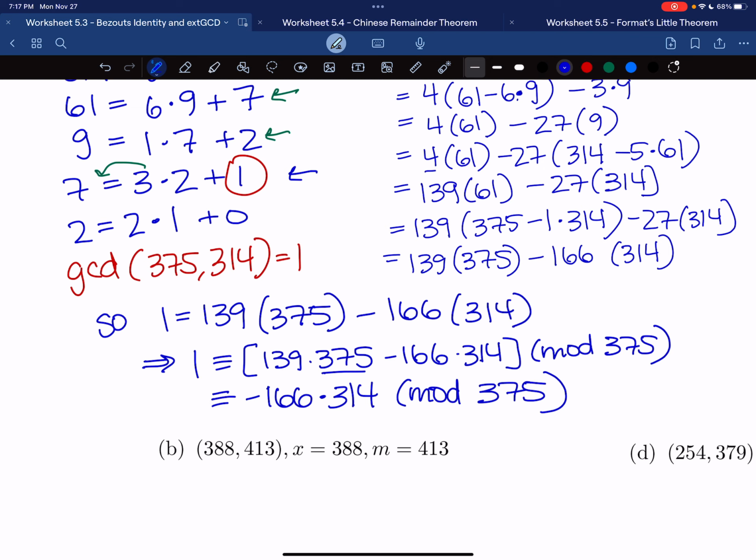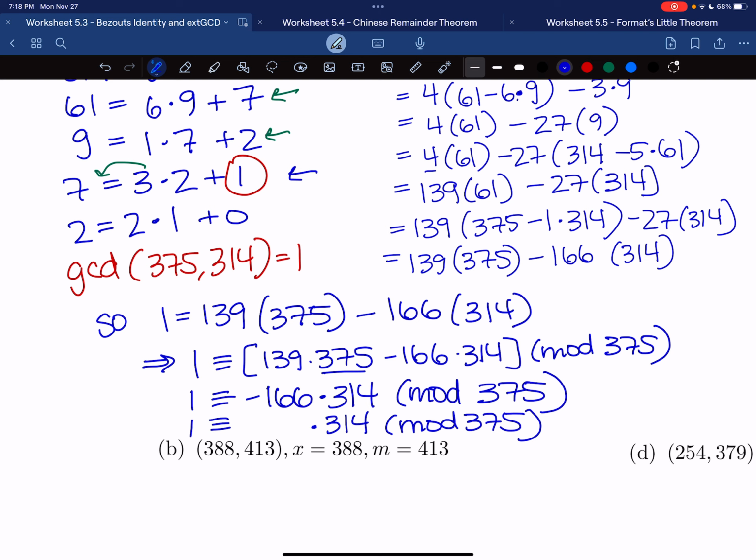Okay, so that doesn't look beautiful. It's not the answer that we want, but it's close because what I'm trying to find is the thing such that if I multiply it by 314, I get 1. So this is the answer that we want. The only reason that I say that it's not quite 166 is I need it to be a number between 0 and 374. So how do I get that? I just need to move it into that right range between 0 and 375.